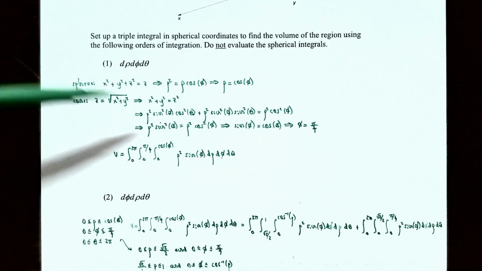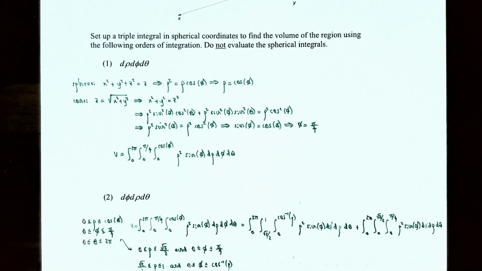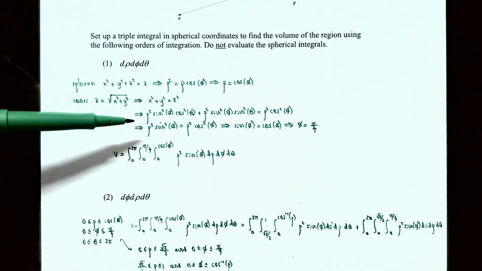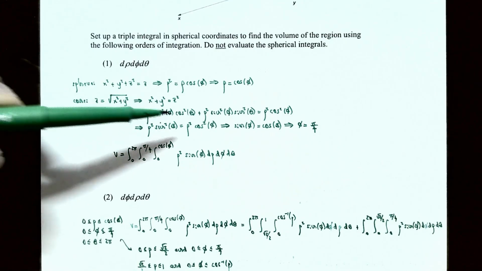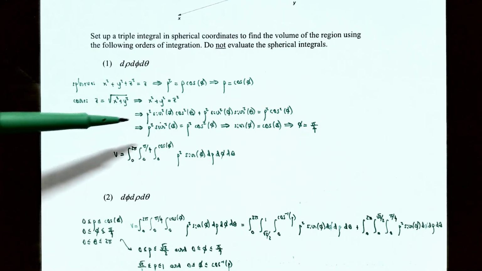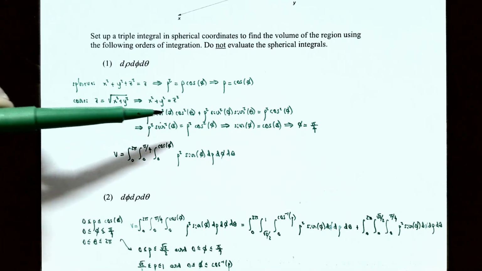So you'll get x squared plus y squared is equal to z squared. Change all the x's to be in terms of spherical coordinates, and the y's and also the z's. The x is equal to rho sine phi cosine theta. So x squared becomes rho squared sine squared phi cosine squared theta.